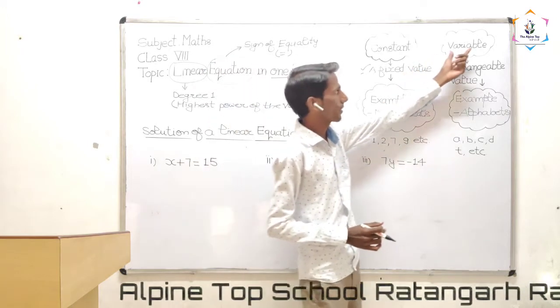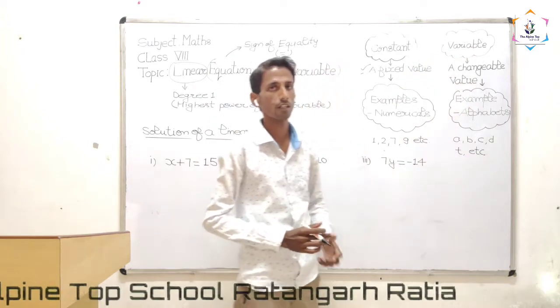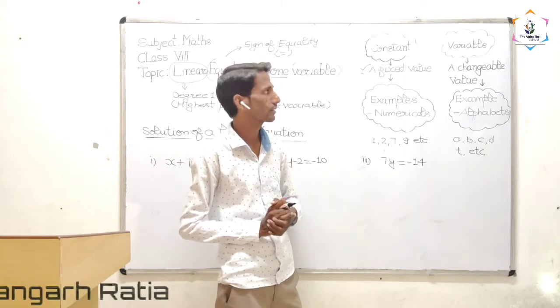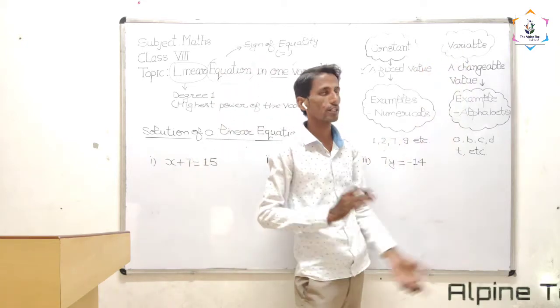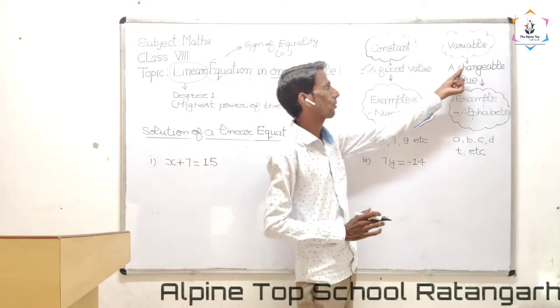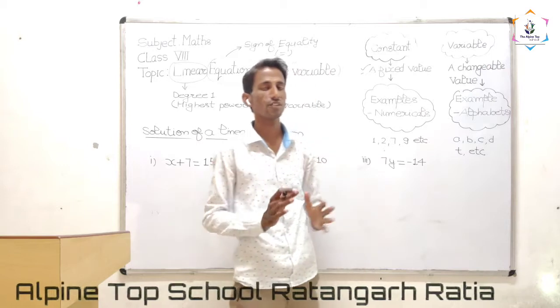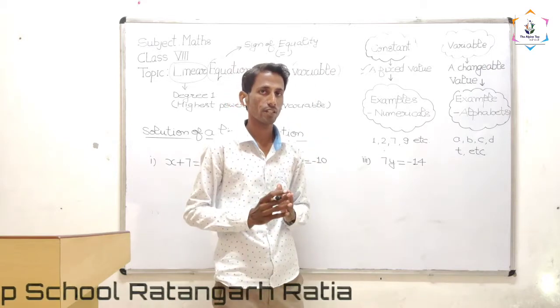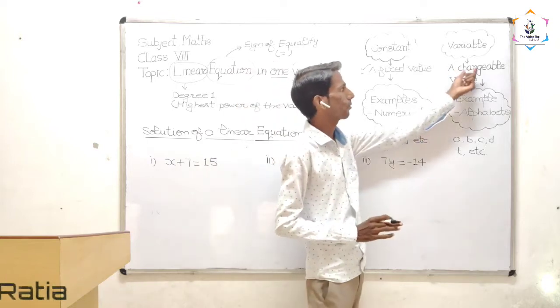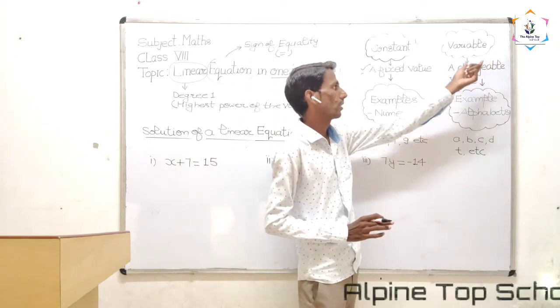Now the second word is variable. Now what is the meaning of variable? Students, this is the second quantity which we use in mathematics. A variable is a quantity in mathematics which is always changeable. It means its value is not fixed. Its value is flexible. It means its value is always changeable.